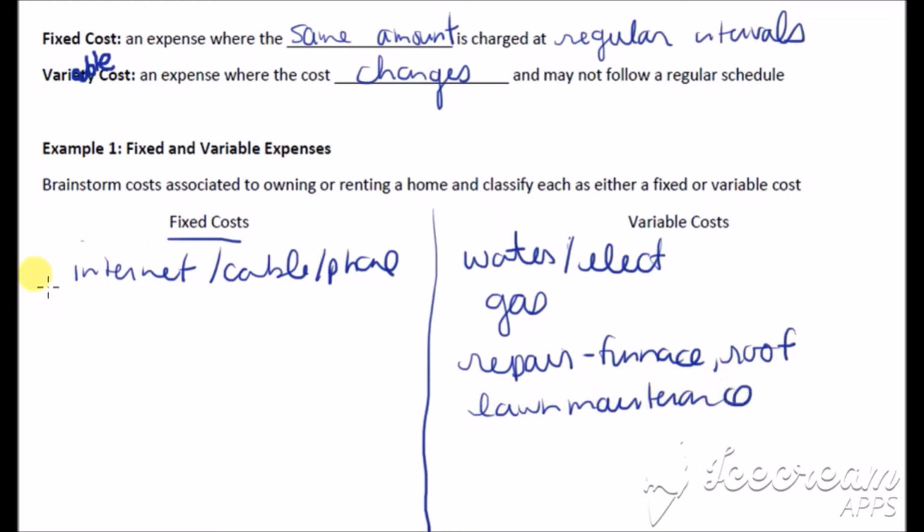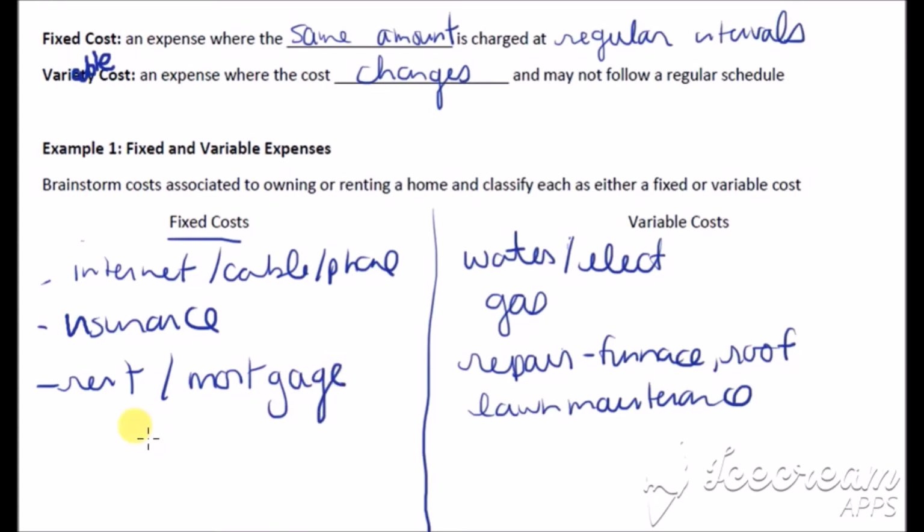Okay, fixed cost could be if you purchase insurance and either rent or your mortgage payment. And then condo fees don't change. Maybe every year they go up once, but then it's the same payment for the rest of the year. Okay, so those are just some examples.